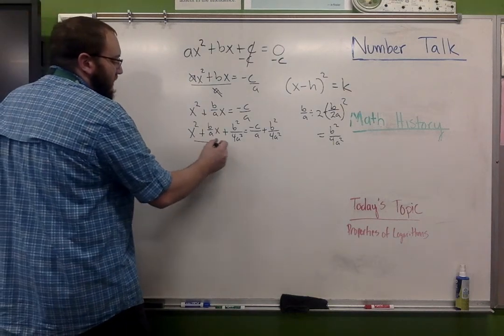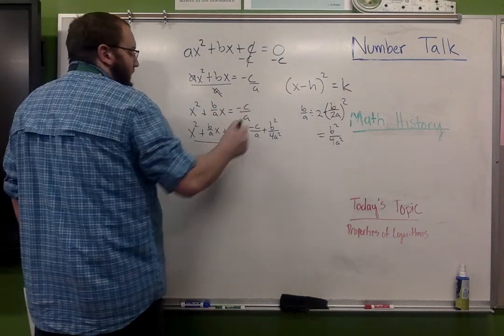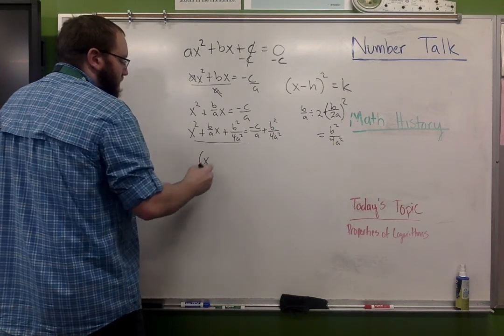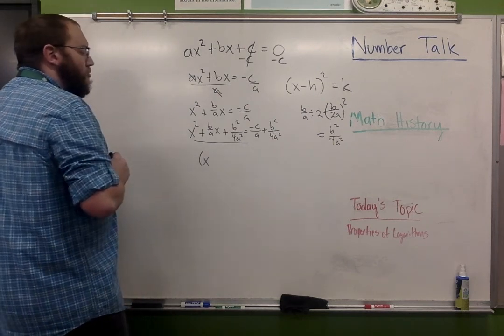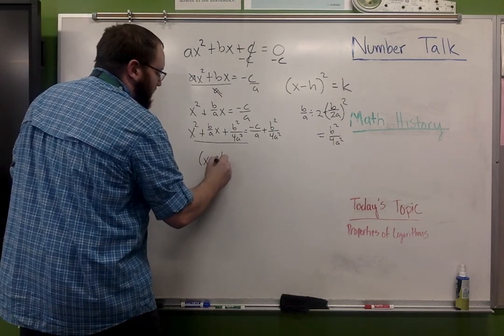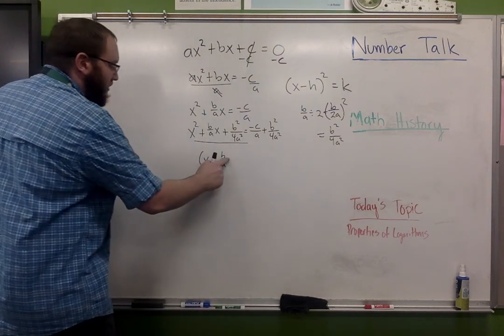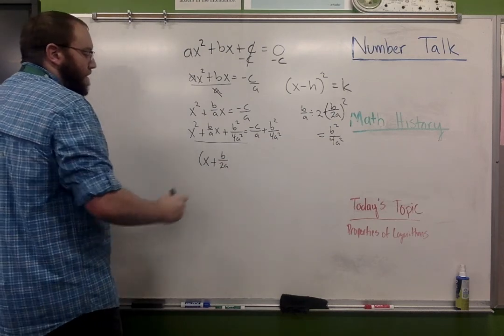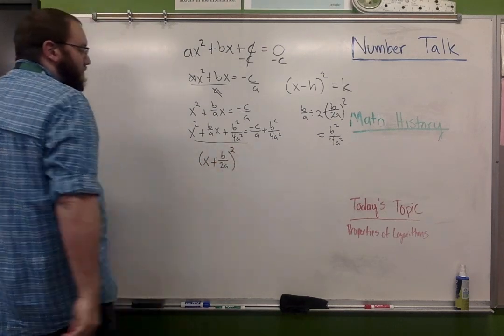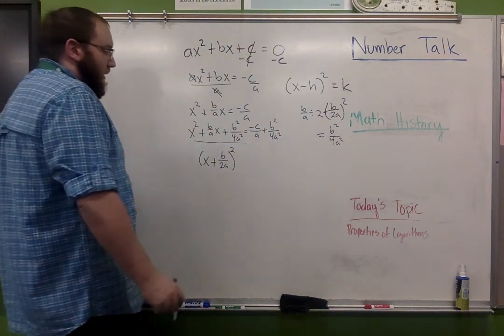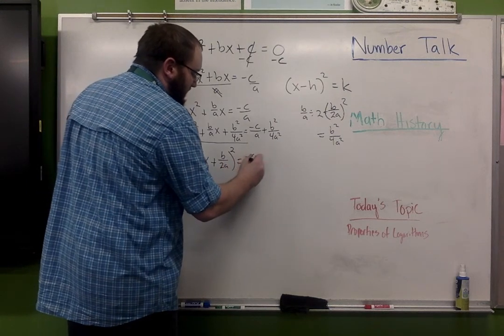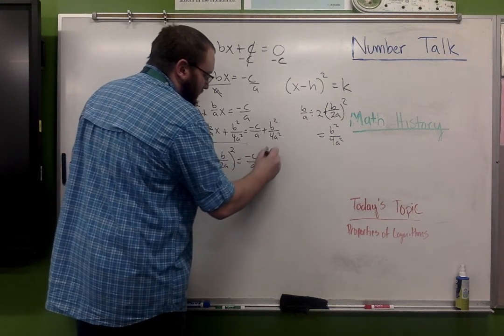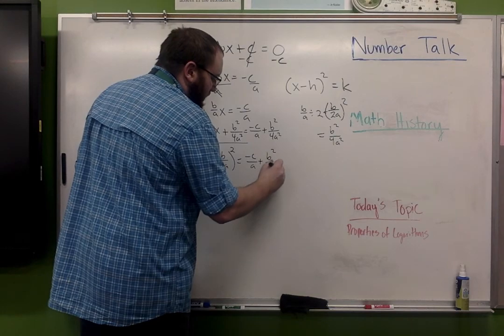Now this side will factor to a perfect square. It'll factor to x plus b over, excuse me, not b over a, b over 2a, squared. And we have equals negative c over a plus b squared over 4a squared.